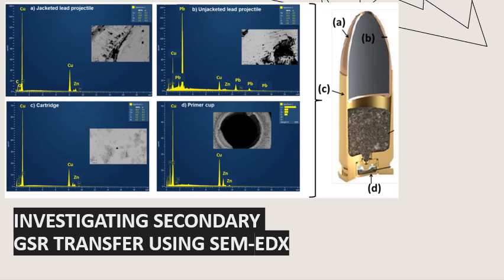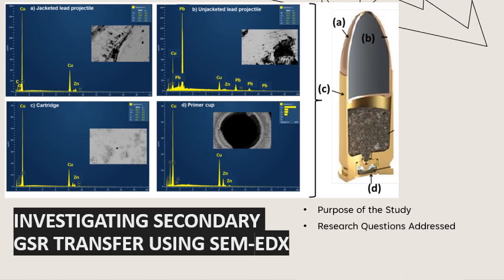So, investigating secondary gunshot residue transfer using the SEM EDX. The purpose of the study. The main objective of this study that James French and his associates did was to experimentally determine if and to what extent gunshot residue, or GSR, can undergo secondary transfer from a shooter to other individuals or to objects in realistic scenarios that closely mimic those encountered in real-world forensic cases.